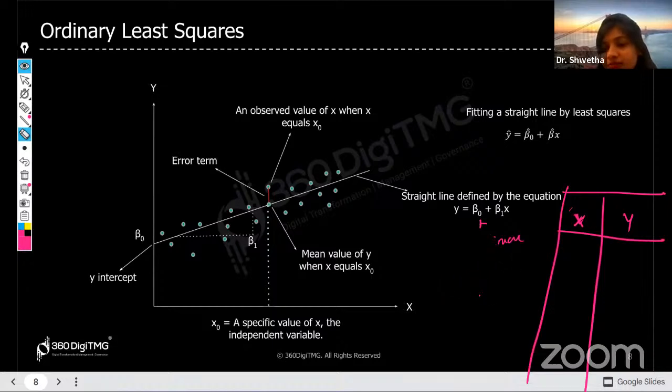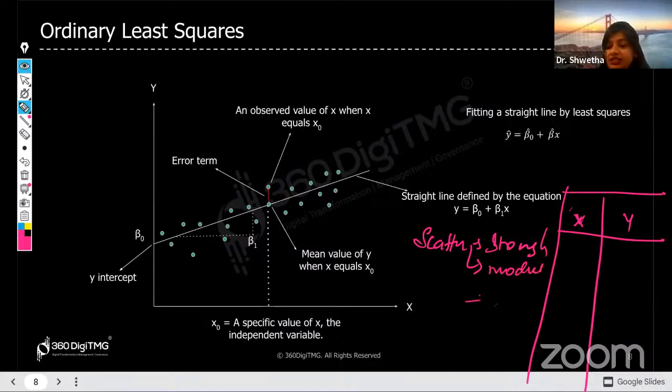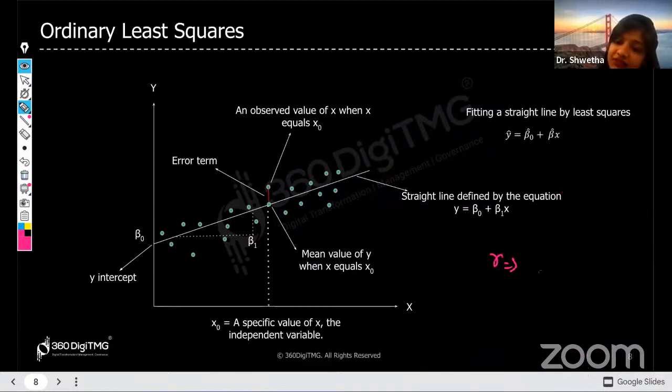Subjective in the sense, the scatter plot, if we say that some variables are strongly correlated, some variables are moderately correlated, again it is subjective. I may say that it is strongly correlated and some other person may say it is moderately correlated. So because of the subjectivity in there, we go for the correlation coefficient. The correlation coefficient will give us a numerical value of how strong the correlation is.